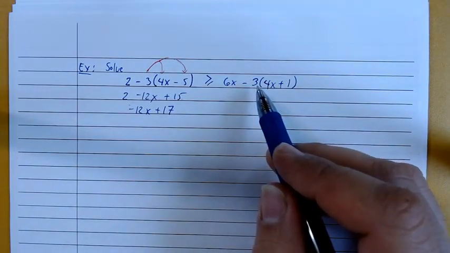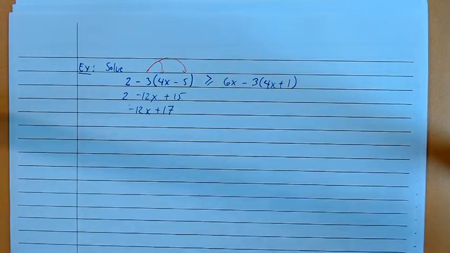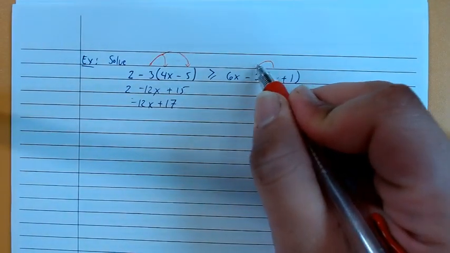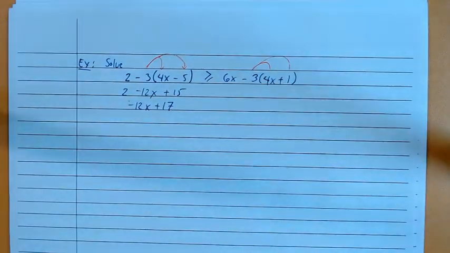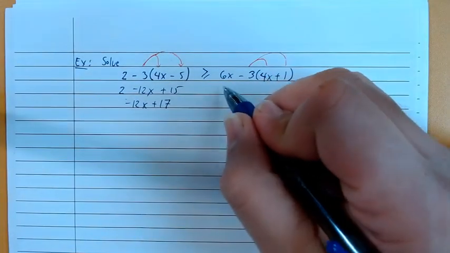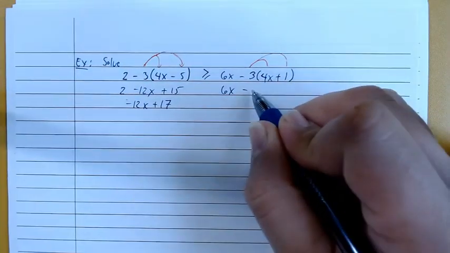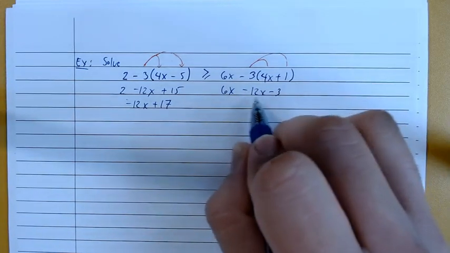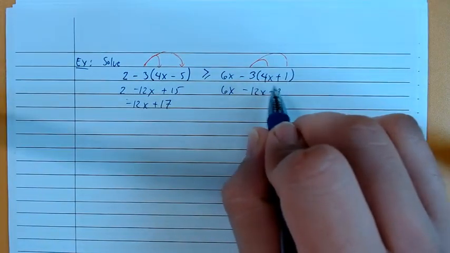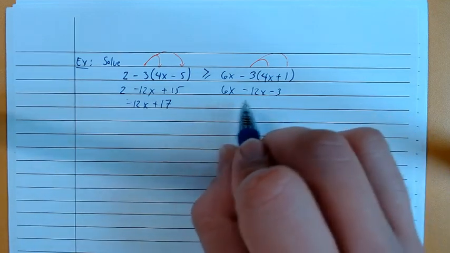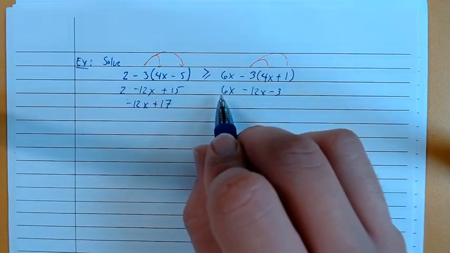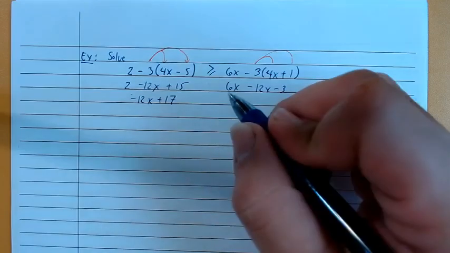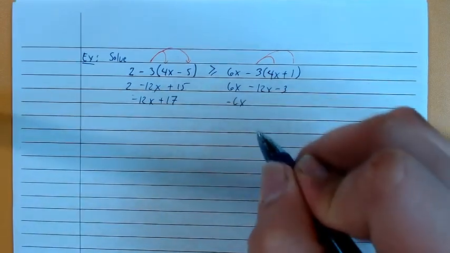Now on the other side of my inequality, I have to do the same thing. I'm going to start by distributing. This negative 3 will distribute here and here. And this will give us 6x minus 12x minus 3. Negative 3 times 4x is negative 12x. Negative 3 times 1 is negative 3. And now these can be combined. They're like terms. 6x minus 12x, that's a negative 6x minus 3.